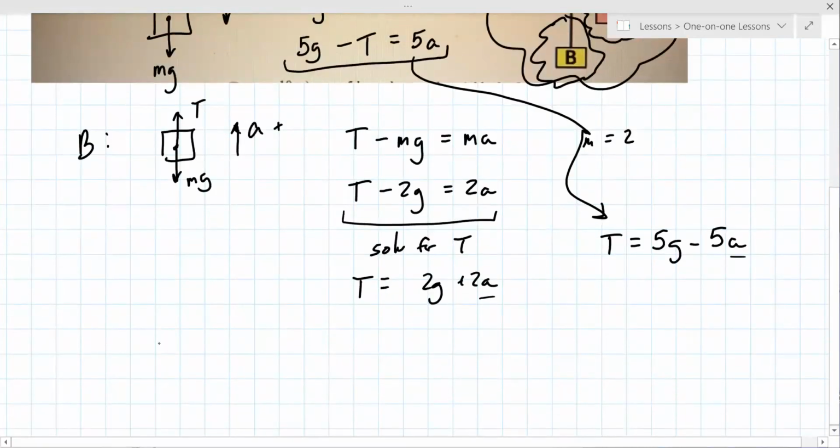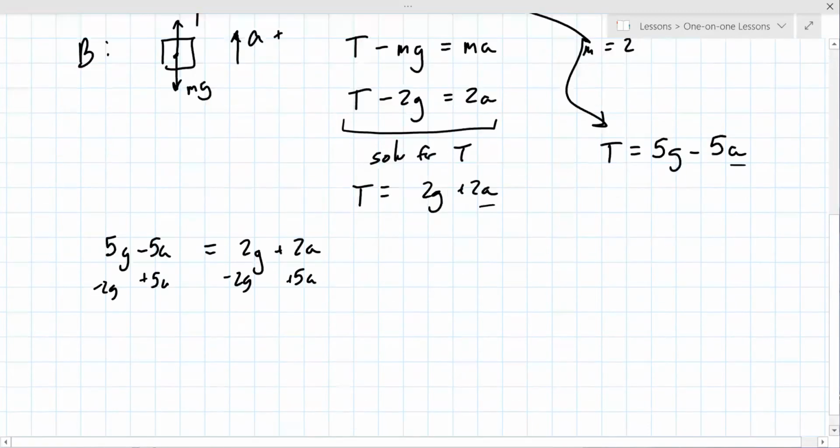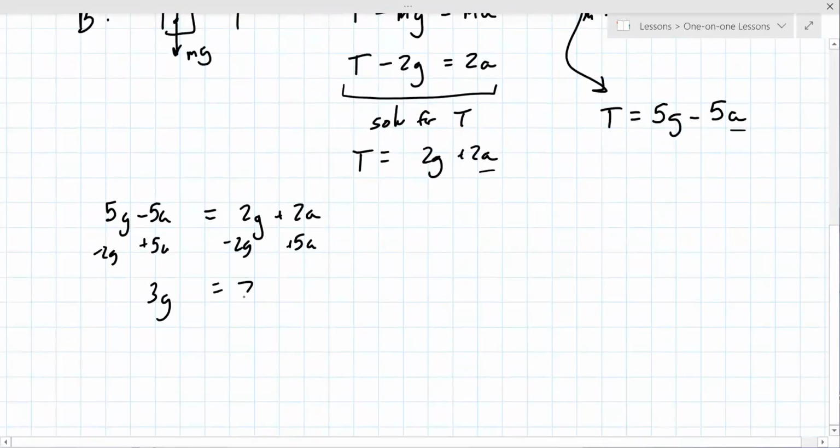So we set these equal. 5g minus 5a equals 2g plus 2a. And perhaps at first glance, you're like, oh, I can't solve because there's two variables. But g is really 9.8. So we can add 5a to both sides and subtract 2g from both sides. So we get 3g equals 7a. So acceleration is 3g over 7, which is 3 times 9.8 over 7.